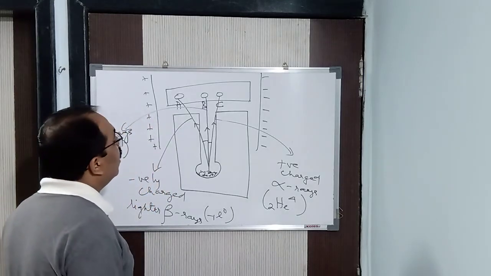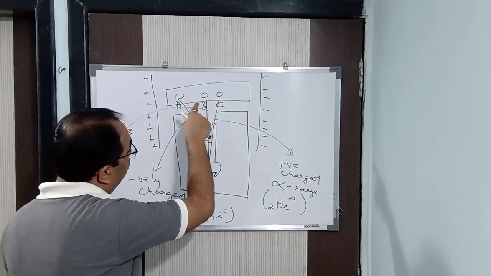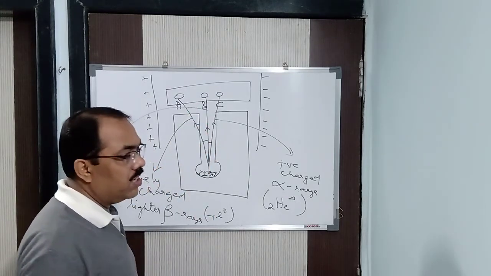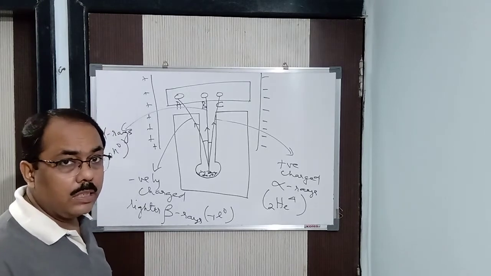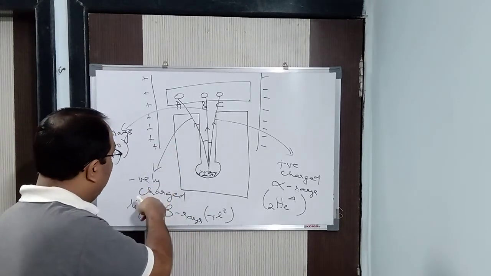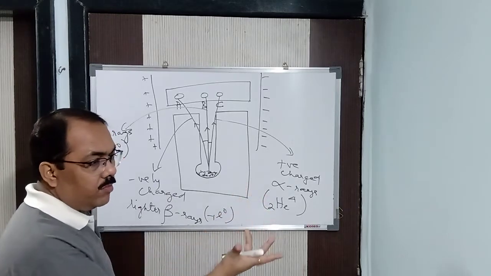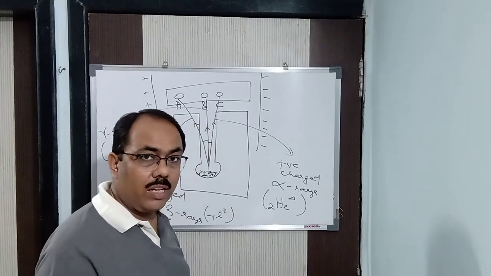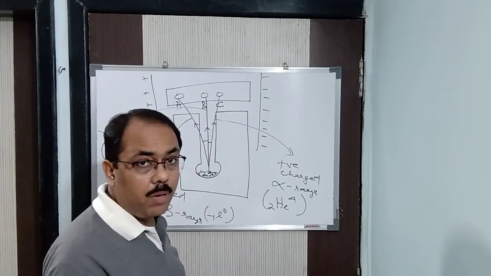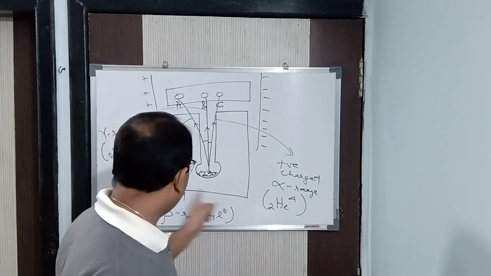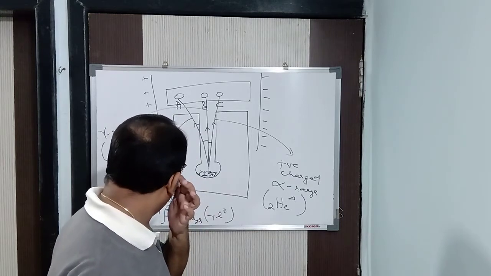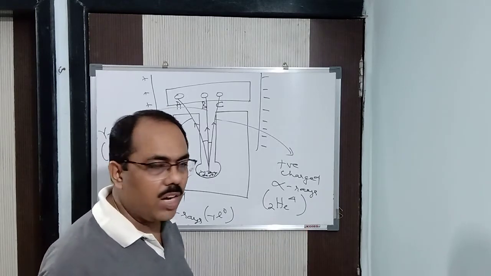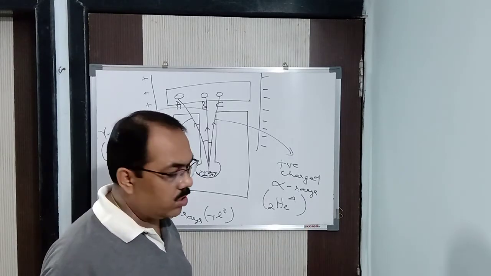As it is highly penetrating, it has no charge and no mass. It travels with the speed of light, 3 into 10 to the power 8 meters per second. Compared to alpha and beta rays, alpha rays have more mass and more kinetic energy, so the velocity is quite less because it's a heavy particle. Beta rays have a velocity almost closer to that of gamma rays.